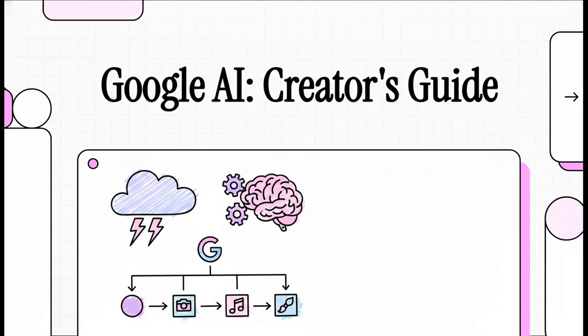Okay, let's talk about Google's AI tools. It feels like every week there's something new, right? A whole suite of creative tools is being released, and if you're feeling a little lost trying to figure out which one does what and how they all fit together, well, you're definitely not alone. So in this explainer, we're going to clear things up.